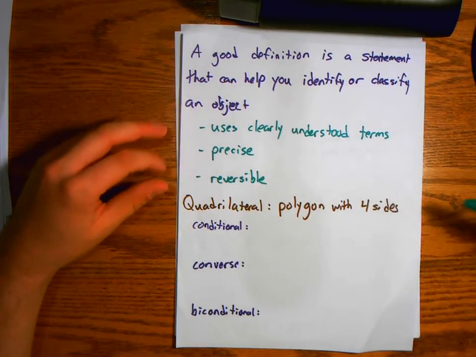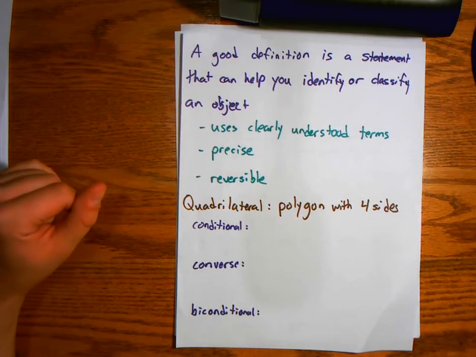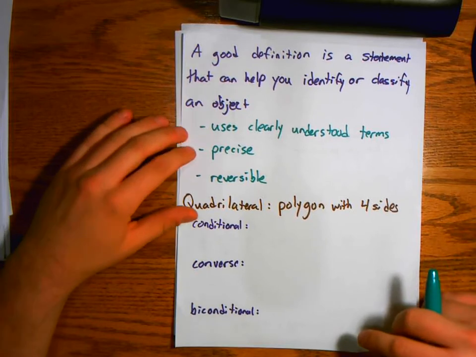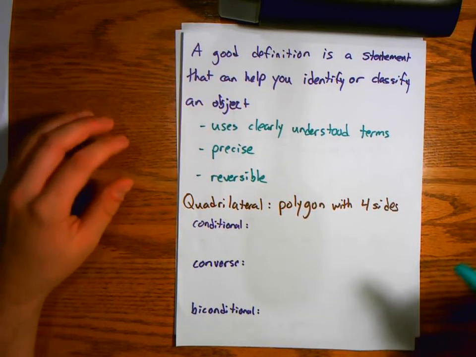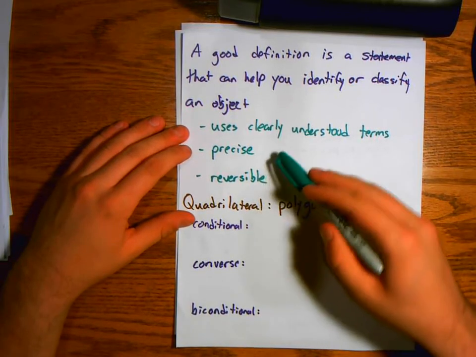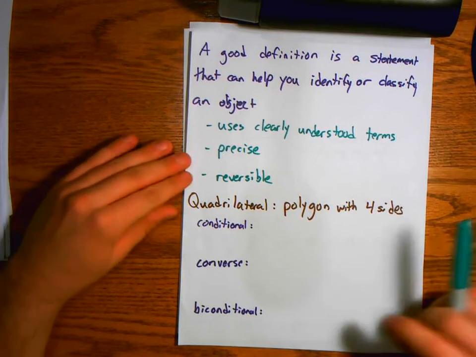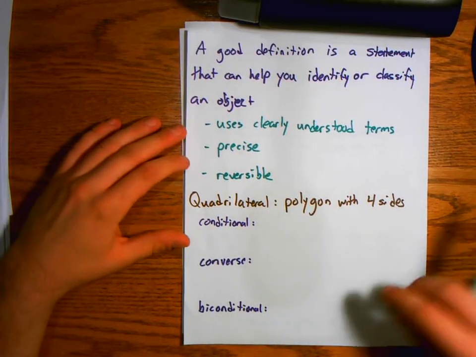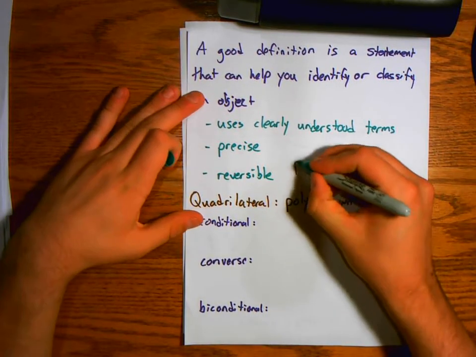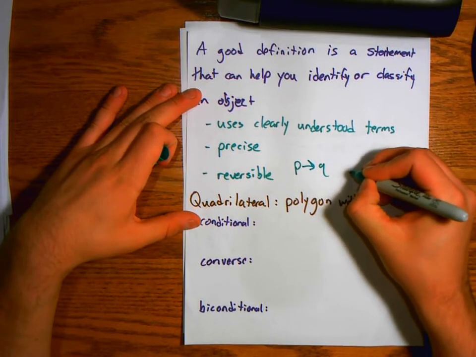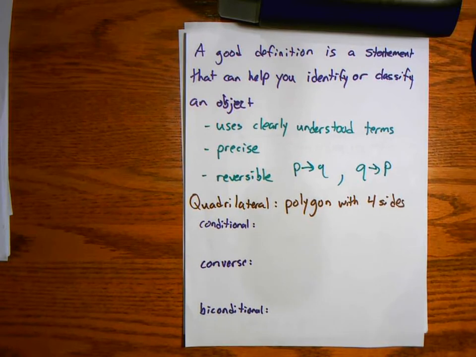It uses clearly understood terms. You know all of the words inside the definition, and you don't have to redefine them over and over again. The definition is precise. It is exact. You don't use words such as large or big or similar. You are as exact and as precise as possible. A definition is also reversible, and a way you can reverse it is basically by taking your conditional and making a converse, taking an if P then Q and converting it into an if Q then P. That is the exact same thing as reversing the process.